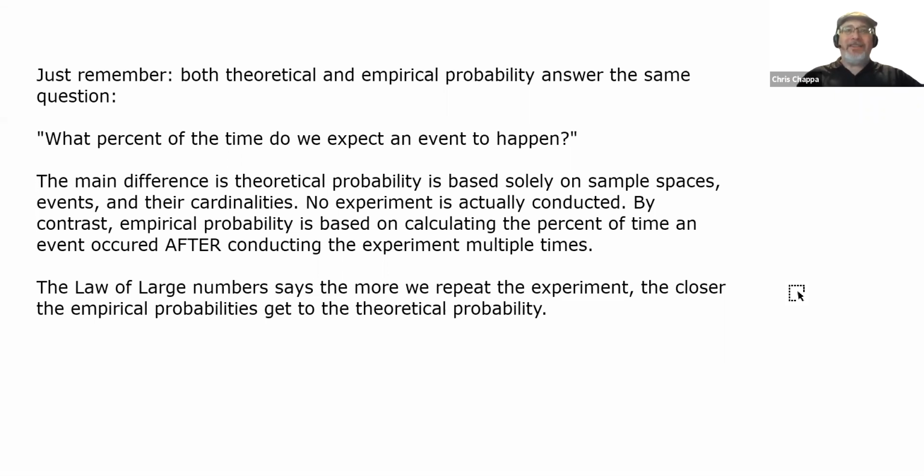One last closing comment. Theoretical probability is like trying to predict the future. We're not going to conduct an experiment, but if we did, this is what we predict would happen. Empirical probability is like describing the past. We already conducted an experiment, and this is what we saw. So theoretical probability, predicting what will happen, the future. Empirical probability, describing what already happened, the past.